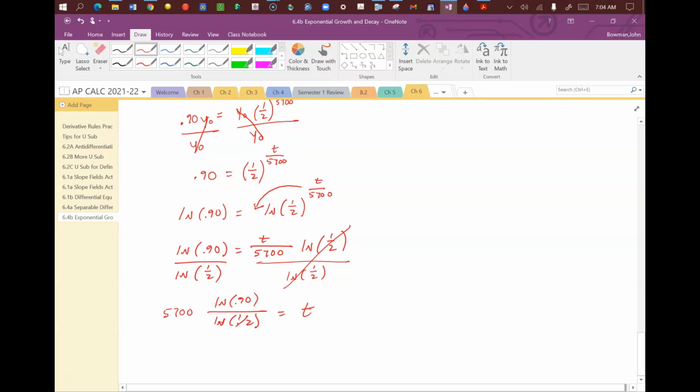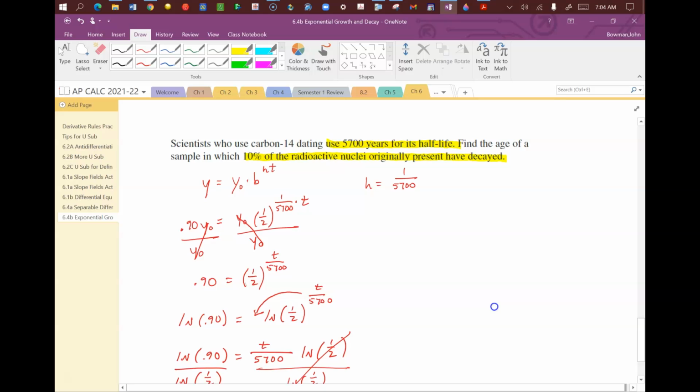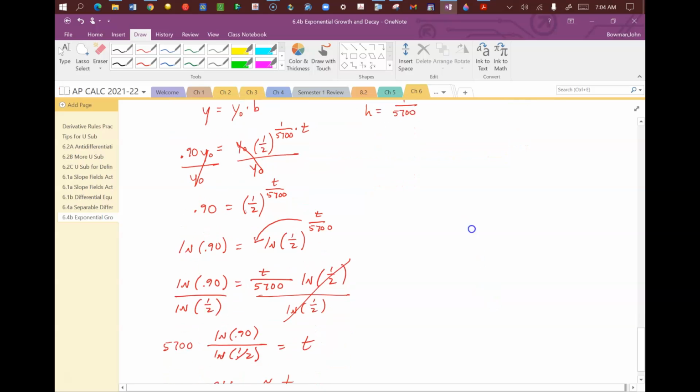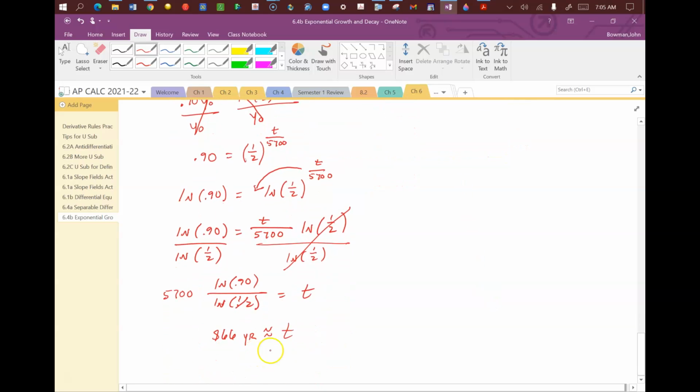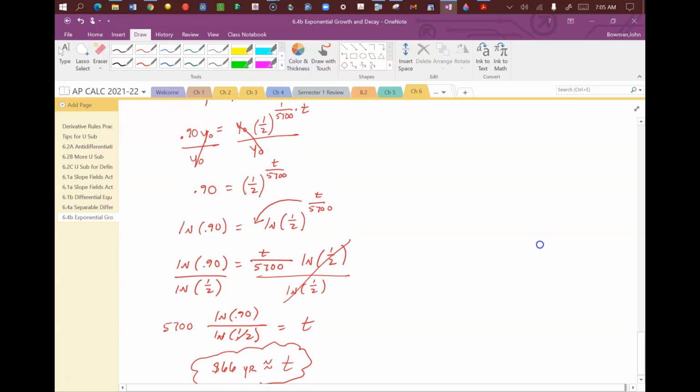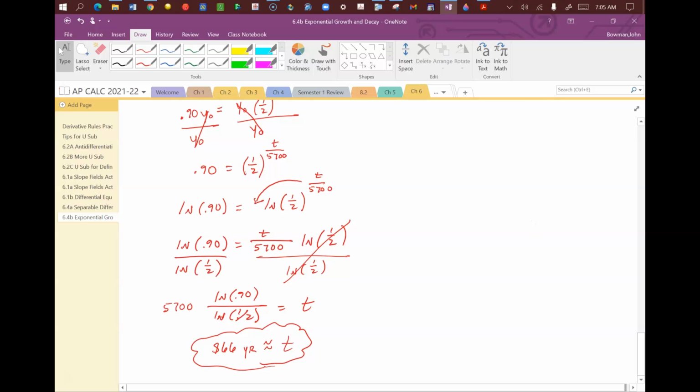And if you verify that with your calculator, you will get t is approximately 866. And if we assume that we're working in years here, or did the problem state that? It's in years. So we have approximately 866 years. In other words, carbon-14 will decay to 90% of its original amount in approximately 866 years.